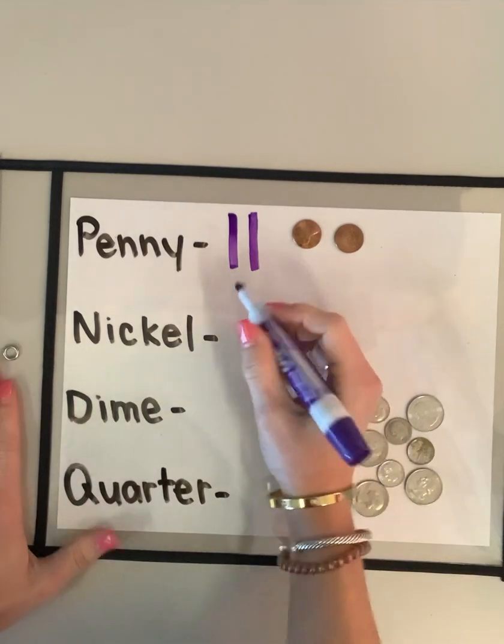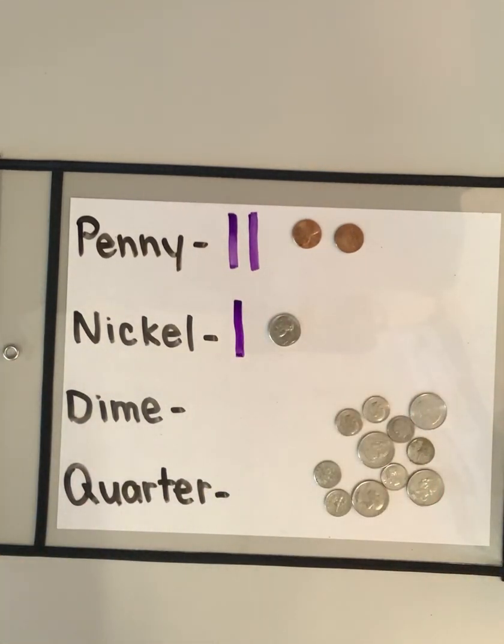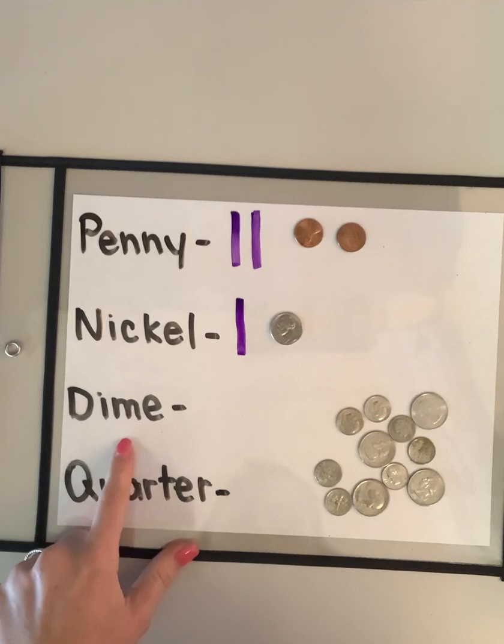That's right, just one, because there's only one nickel. So there's my one tally mark for nickel. I only had one nickel in my purse. Let's see how many dimes I have.